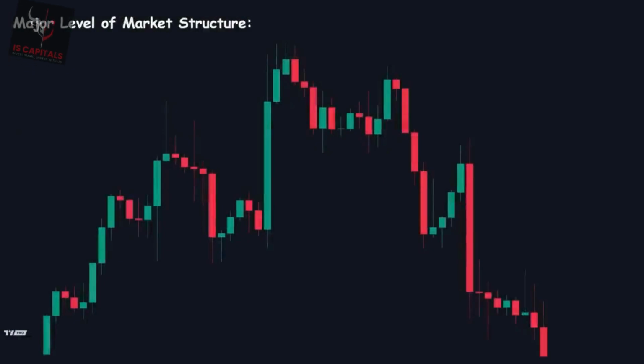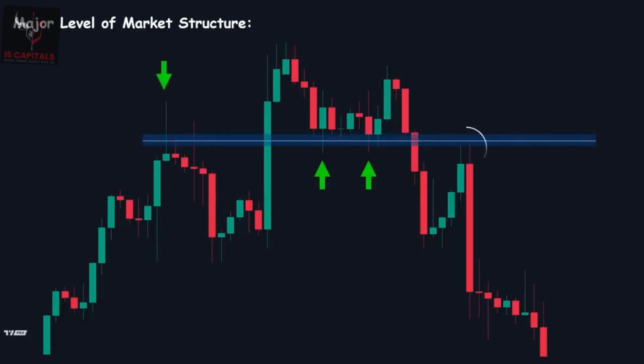Major levels of market structure. A major level of structure is a zone where 3 conditions are met. It has been rejected multiple times, acted as both support and resistance, and has been recently respected. When these conditions align, we identify it as a major level of structure capable of producing strong market reactions. The more these criteria are met, the higher the probability that the price will reject this level again. By marking key levels on the higher time frames, we can determine how much space we have before reaching the next level.